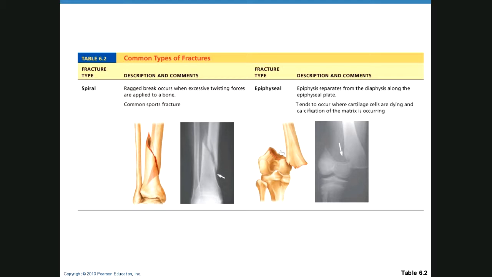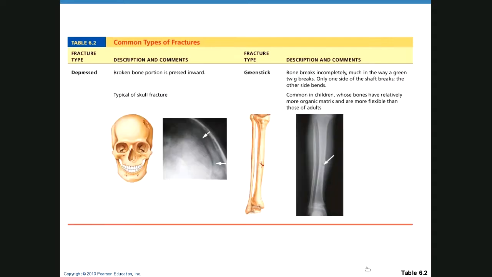Epiphyseal fracture, right at the epiphyseal plate. In children, this is an extreme issue, because if it does destroy that epiphyseal plate, growth can stop at that epiphysis. A compression fracture, or a depressed fracture here, I meant to say depressed.